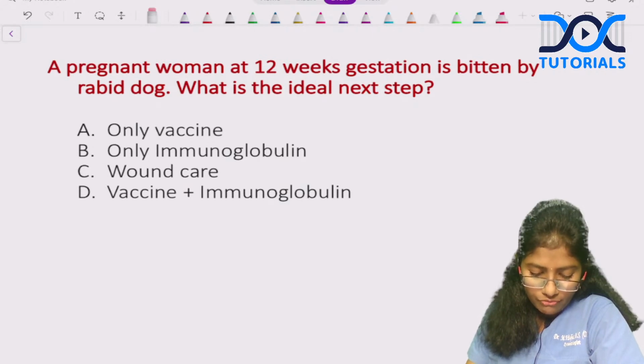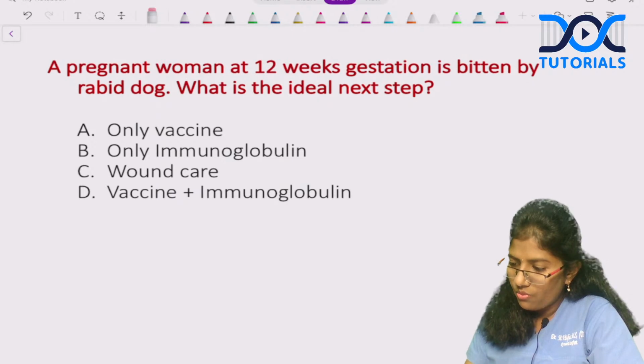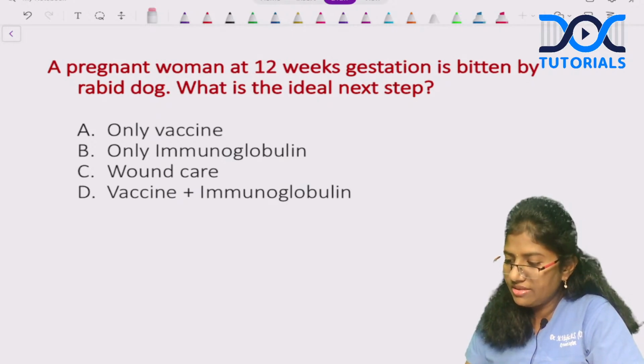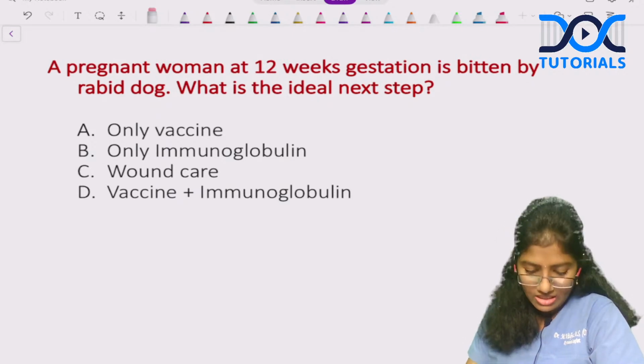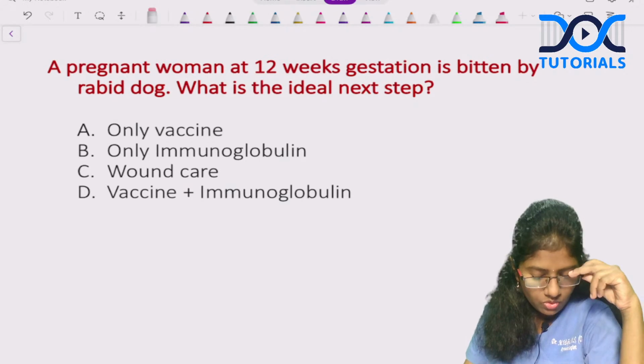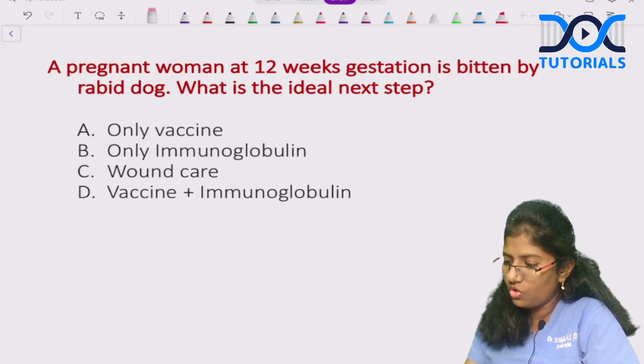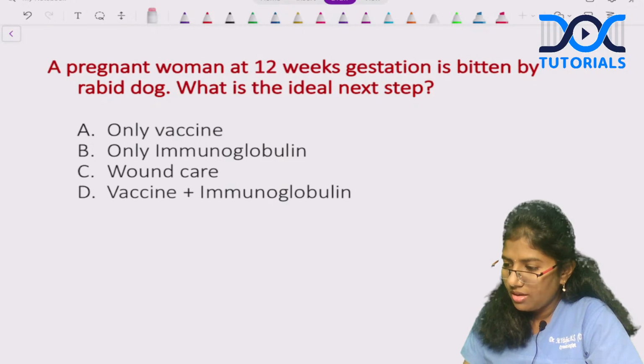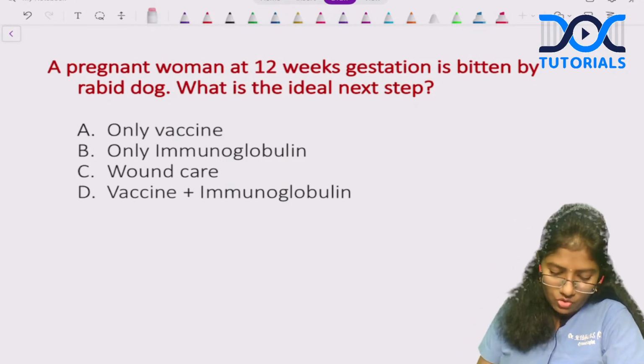There were 4 options: only vaccine, only immunoglobulin, wound care, vaccine plus immunoglobulin. What is the correct answer here? Manoj, it's fantastic. Vaccine plus immunoglobulin is the correct answer.